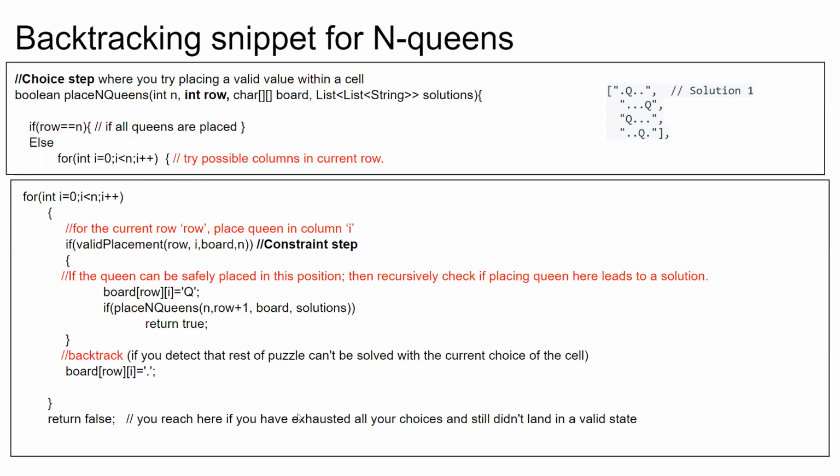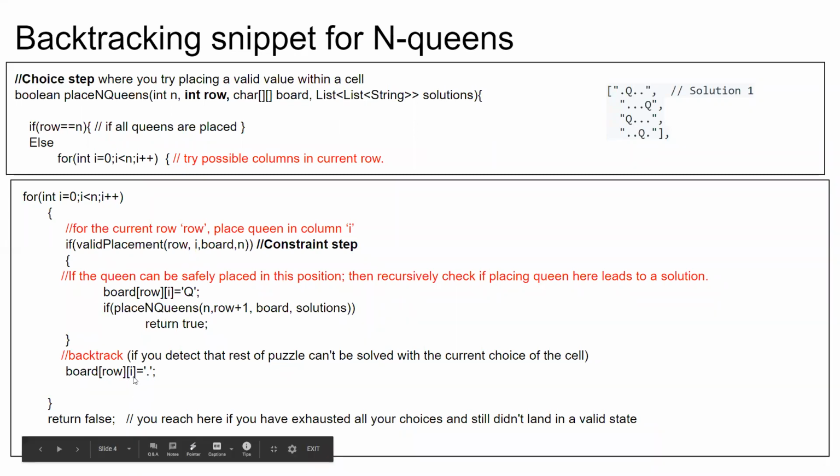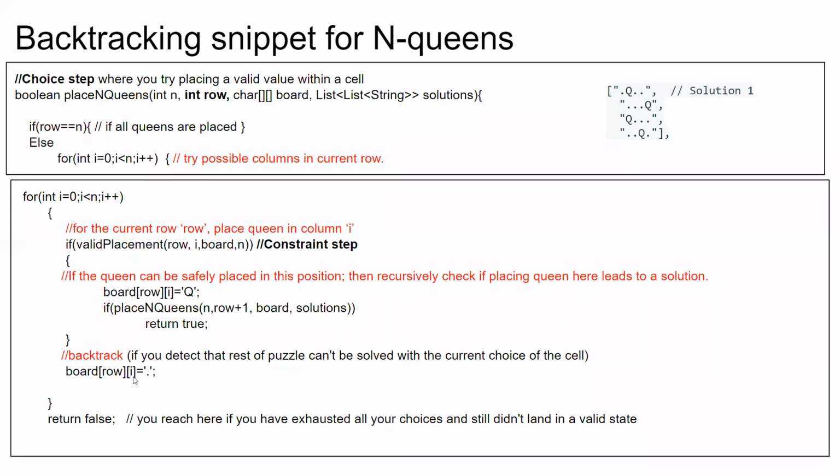Okay, so what I need to ask is, this board row i equals to dot, right? In the backtrack line. Yeah. So can we place that line in the if condition, like after return true? If place n queens n row plus one board solution return true. After that, can we put this board row i equals to dot?